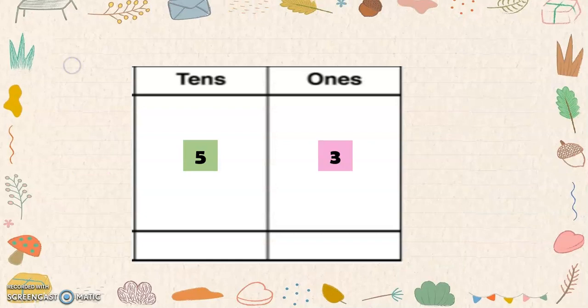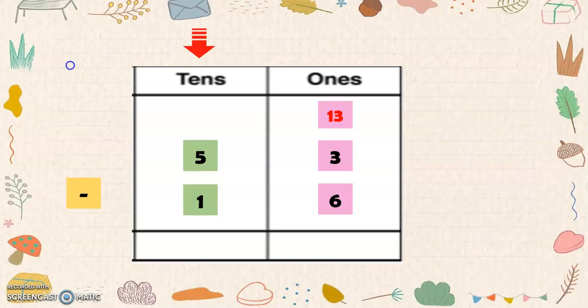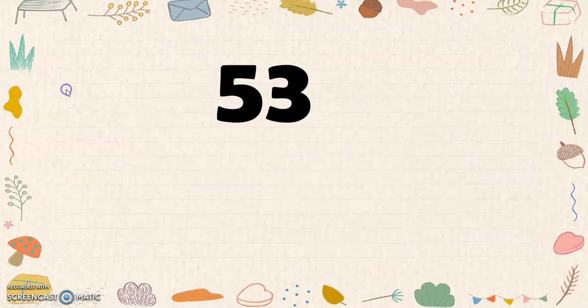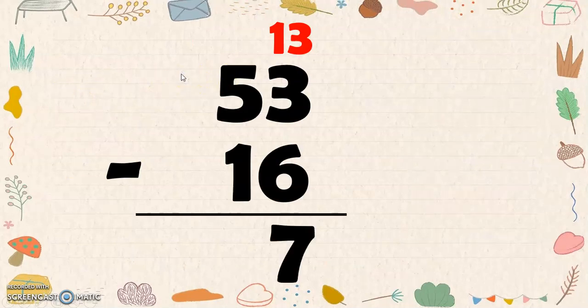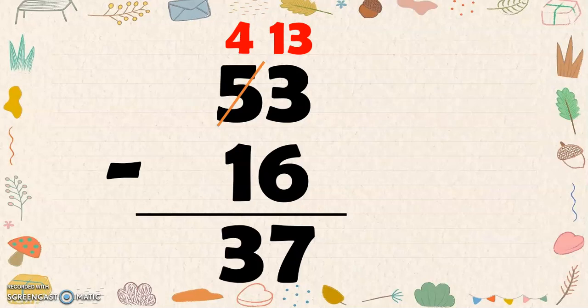So again, we have 53 minus 16, so regrouping from the tens place, 3 now becomes 13. 13 minus 6 is 7. 5 now becomes just 4, and 4 minus 1 is of course 3. And we have here 37 as the difference. Again, 53 minus 16, 3 now will become 13 because we regroup from the tens place. And then 13 minus 6 is 7, and then 5 now will just become 4, and 4 minus 1 of course is 3. So we have here 37 as the difference.